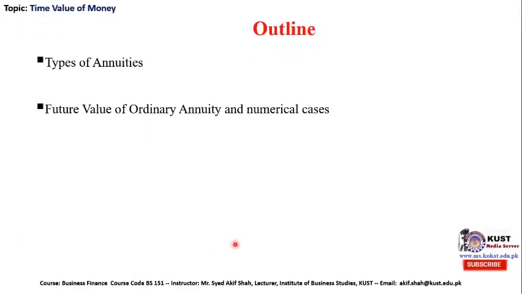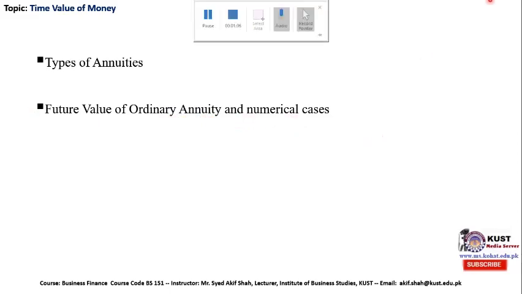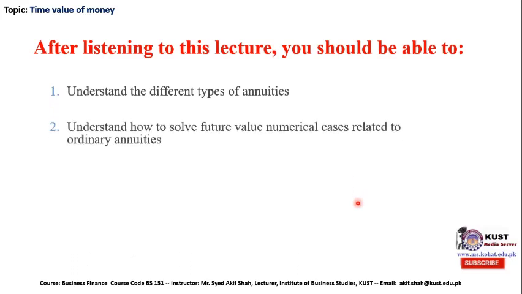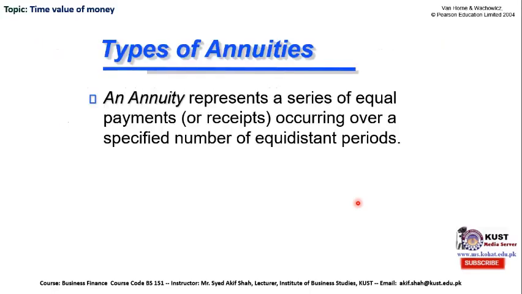The outline of this lecture comprises the types of annuity, and specifically in this lecture we will be talking about the future value of ordinary annuity and the numerical cases. So dear student, after listening to this lecture, you should be able to understand, number one, the different types of annuity. Number two, understand how to solve future value numerical cases related to ordinary annuities.